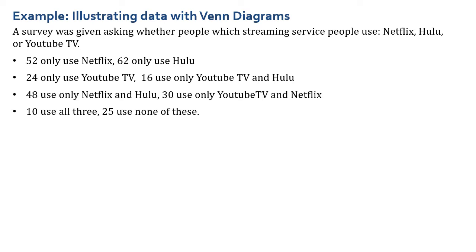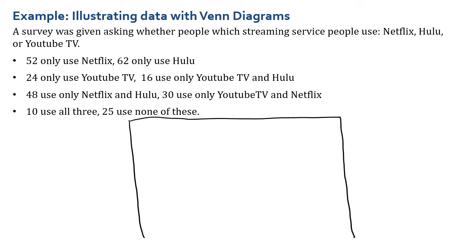Let's look at another example. A survey was given asking people which streaming service they use, Netflix, Hulu, or YouTube TV. 52 only use Netflix, 62 only use Hulu, 24 only use YouTube TV, 16 use only YouTube TV and Hulu. 48 use only Netflix and Hulu, 30 use only YouTube TV and Netflix, 10 use all 3, and 25 use none of these. This is a lot of information, and so we need to organize it so I can actually understand this data. So again, this is where Venn diagrams come into play.